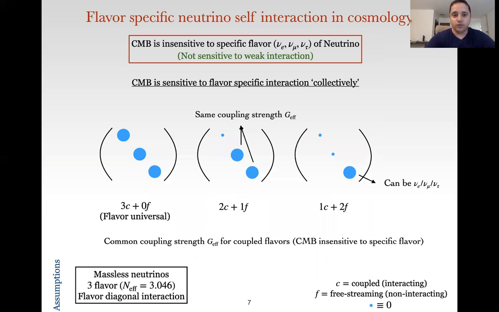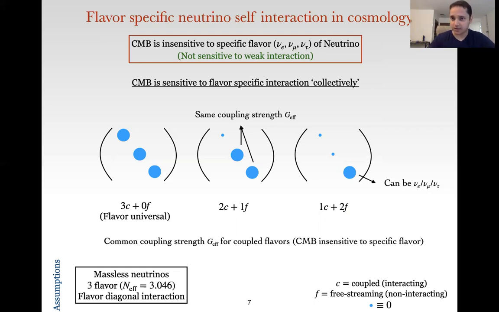But if you try to probe flavor-specific neutrino self-interaction in cosmology, you first hit a hard wall. This is because the CMB is actually insensitive to the specific flavor of neutrinos. The way we identify neutrino flavors is through the weak interactions, but for the energy scales we're talking about, the CMB energy scales, the CMB is not sensitive to the weak interaction at all. So how can you probe flavor in the CMB?